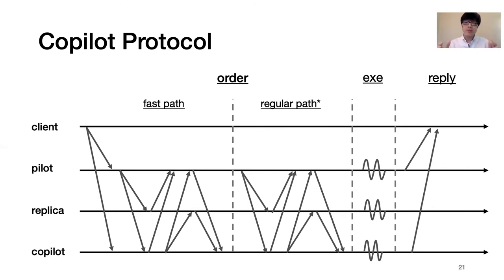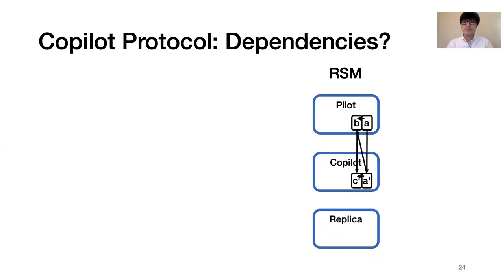If we look at this message diagram, we see that there is no point where processing must go through a single replica. In other words, there are always two disjoint paths for processing a client command. This means that we can tolerate any one slowdown or failure without slowing down the entire RSM. For example, if the pilot is slow or fails, then this path can still proceed. If the copilot is slow or fails, then the following path can still proceed. But we are forgetting something here.